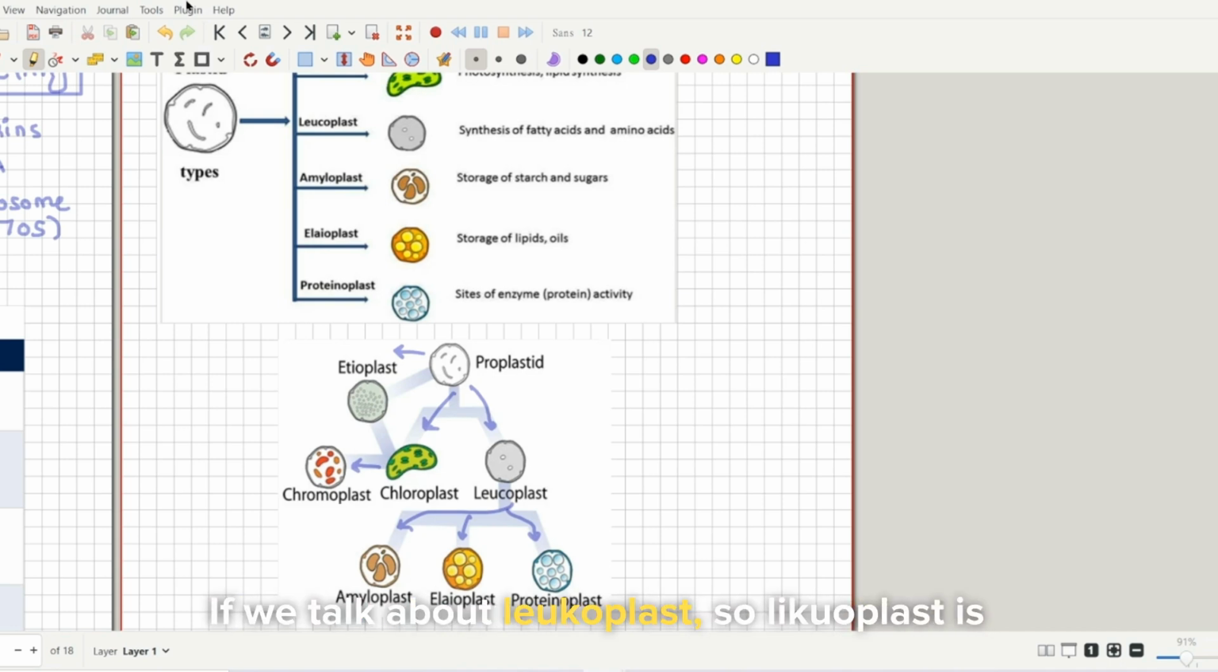If we talk about leucoplast, leucoplast is the major branch. Leucoplast is the type of plastid that helps in storage, and it has three types, which we just discussed. We will discuss chloroplast later. First of all, we discuss chromoplast.